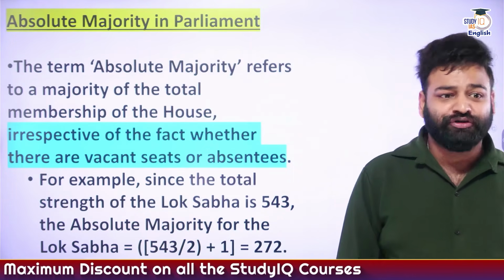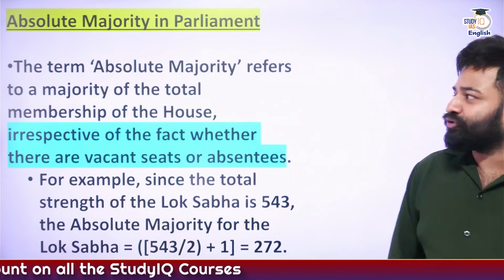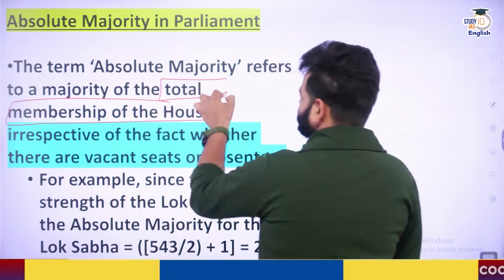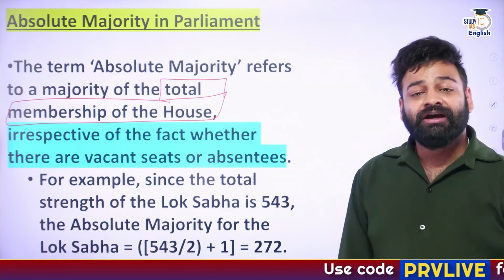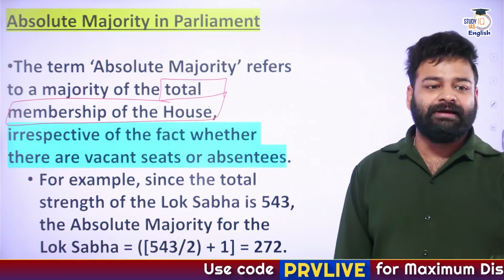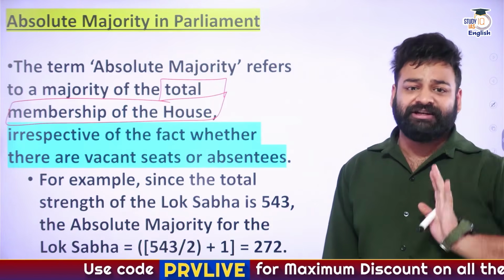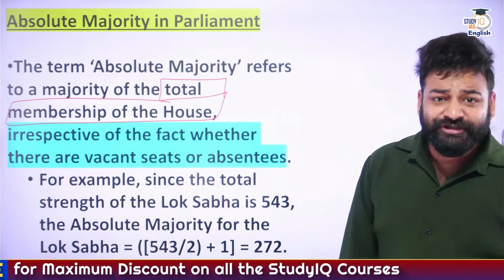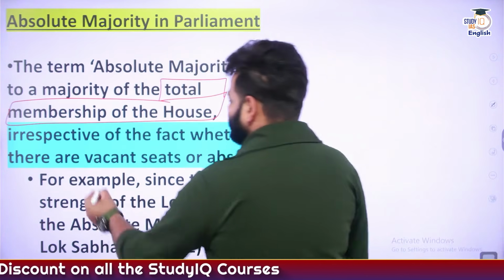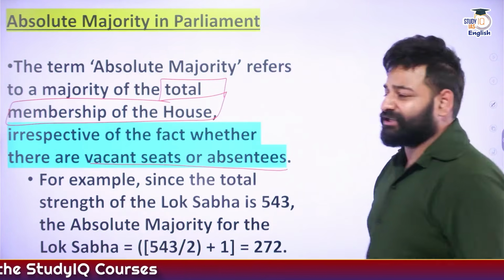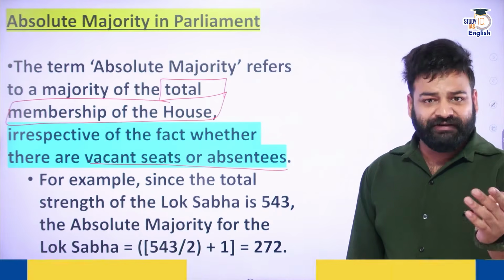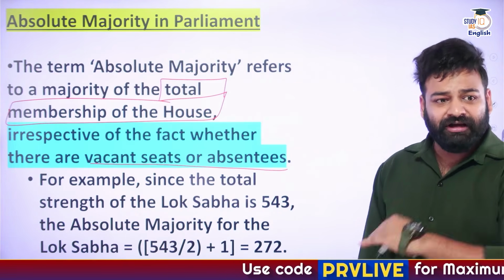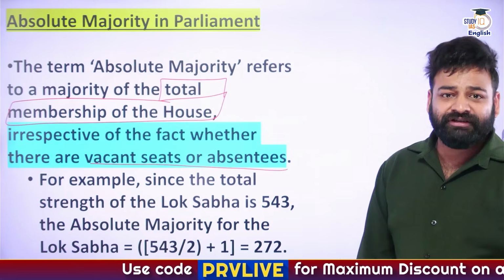Now, the next one, the absolute majority. What is this absolute majority? It refers to a majority of the total membership of the House, irrespective of whether there are vacant seats or absentees. In the effective majority, we took the vacancies into consideration. Here we do not have to take care of the vacant seats.